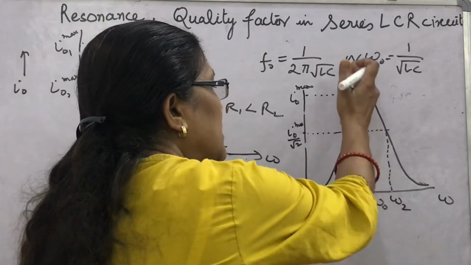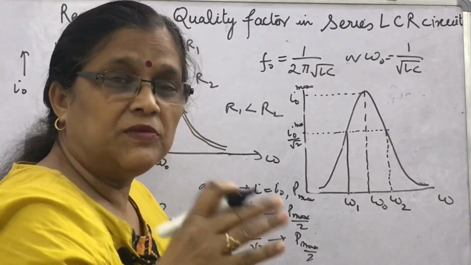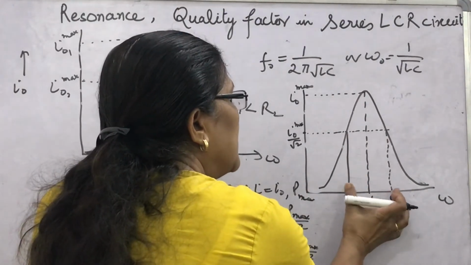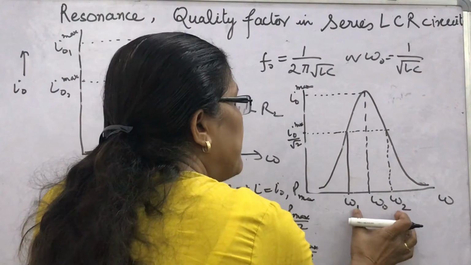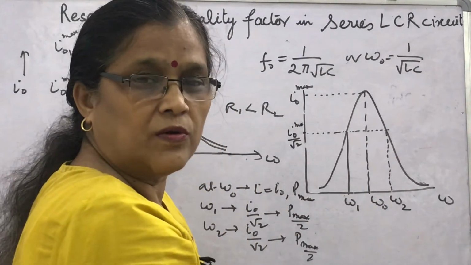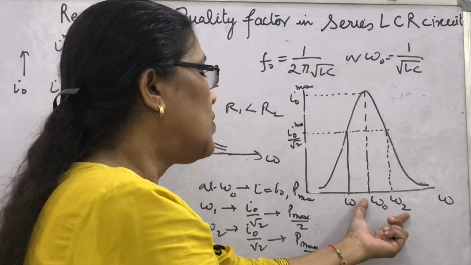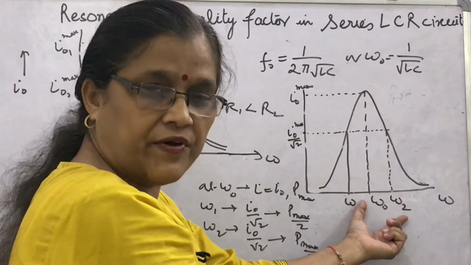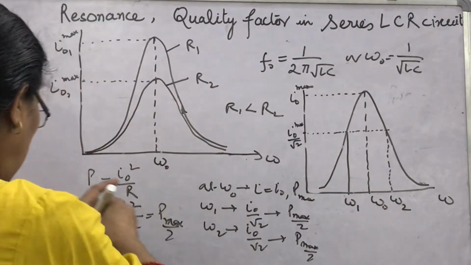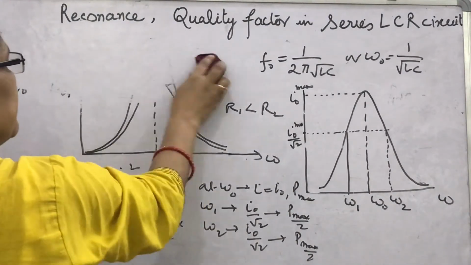More will be the sharpness, the better will be the quality of the signal, because lesser will be the distance gap between omega 1 and omega 2. How is this sharpness of resonance, or quality factor, defined? You can see here how the quality factor is defined.